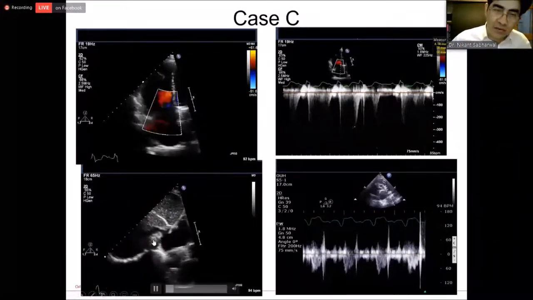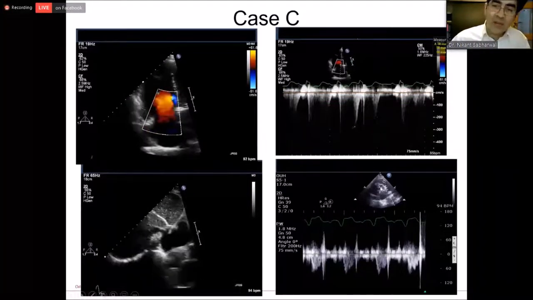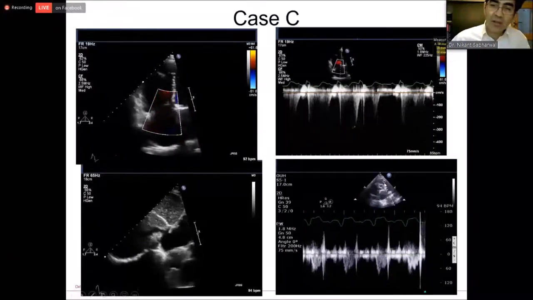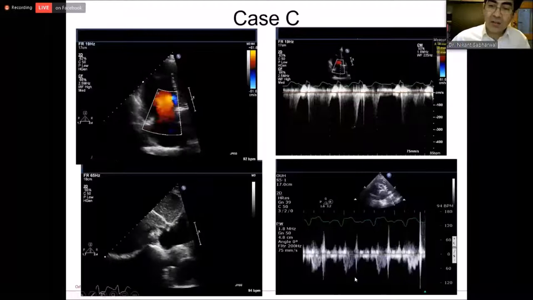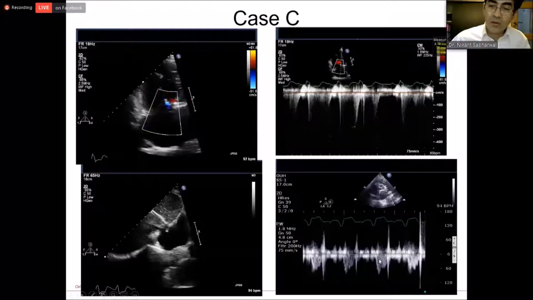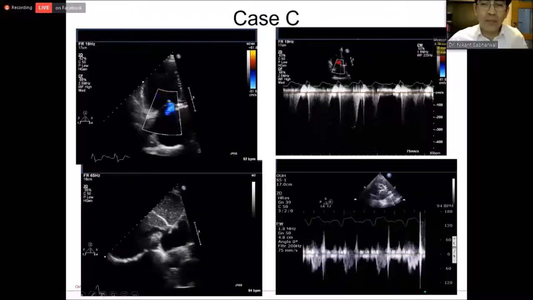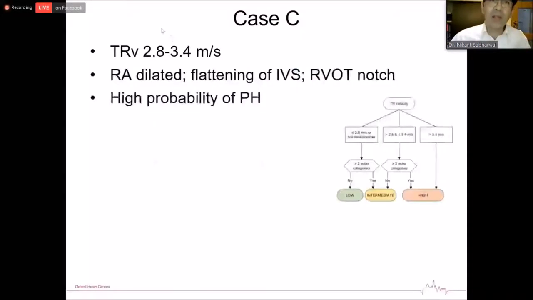Her IVC is not dilated, and it definitely collapses very nicely. When you measure her RV outflow tract velocity and VTI, we can clearly see that mid-systolic notch on the bottom panel. This mid-systolic notch is one of those criteria for raised PH. So this patient has a TR velocity that's between 2.8 and 3.4. They're straight down the intermediate group. We now need to look at our echo categories. So you remember, ventricle, dilated, flat septum, that's one point.